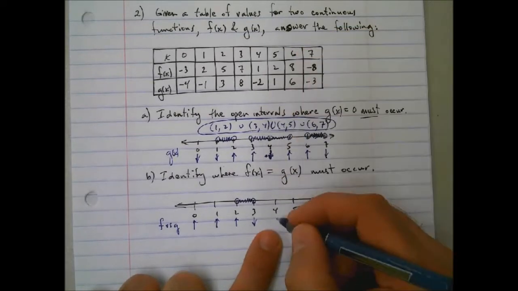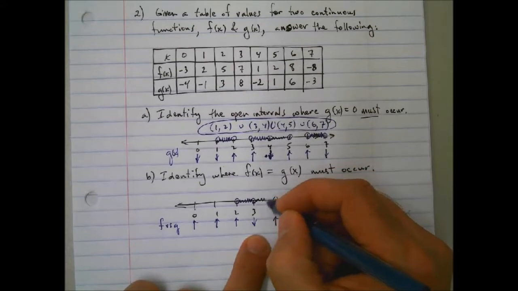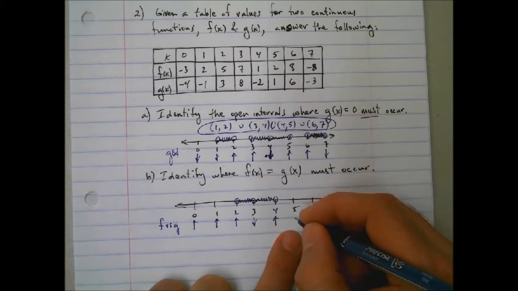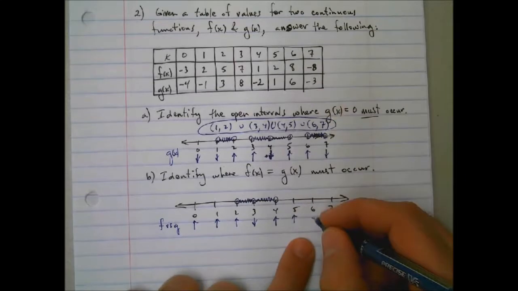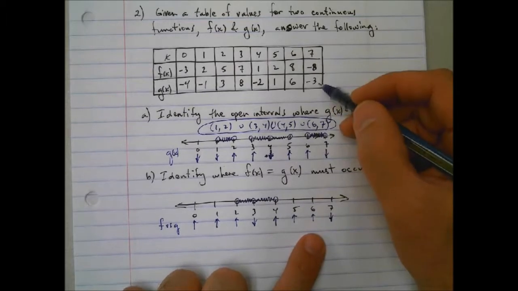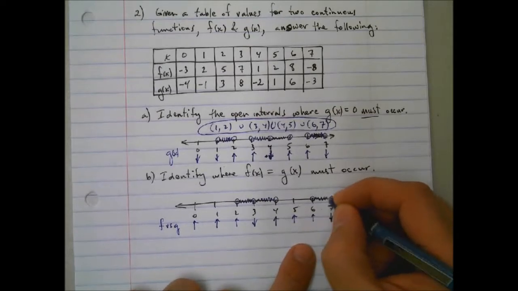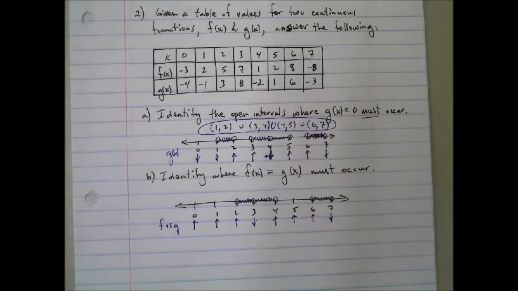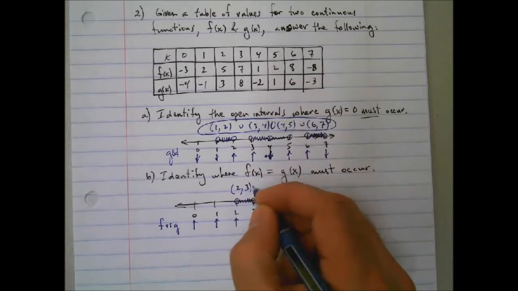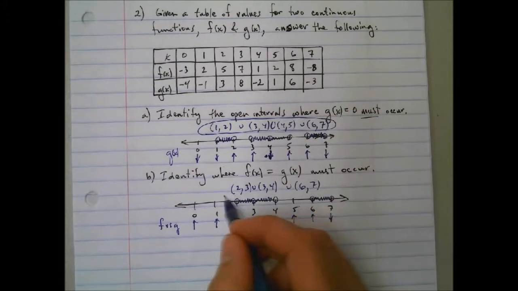Let's check at 4. At 4, F is above. Guess what? It was below here. It's above there. Somewhere between 3 and 4, they intersected. At 5, we are above. At 6, we are above. At 7, I am below. F is below G of x. Negative 8 is below -3. Okay, so somewhere between 6 and 7, they intersected. Okay, so there it is on the number line. If we're doing interval notation, we got 2 to 3, union 3 to 4, union 6 to 7.